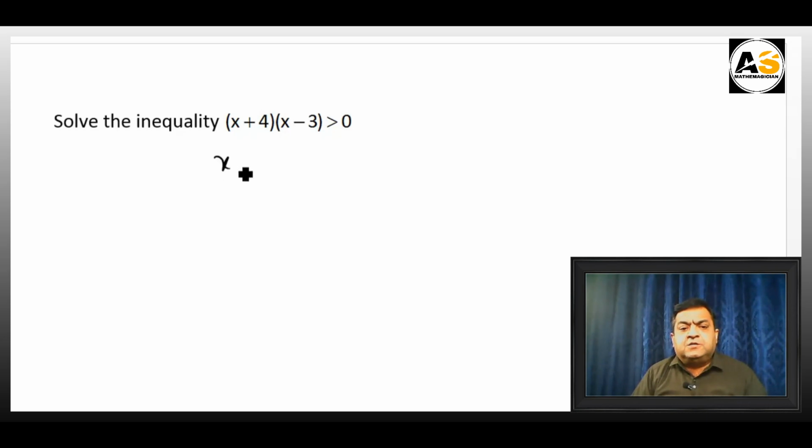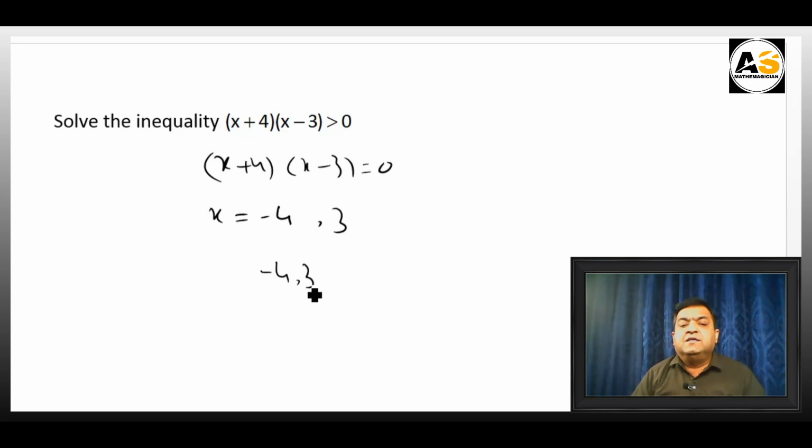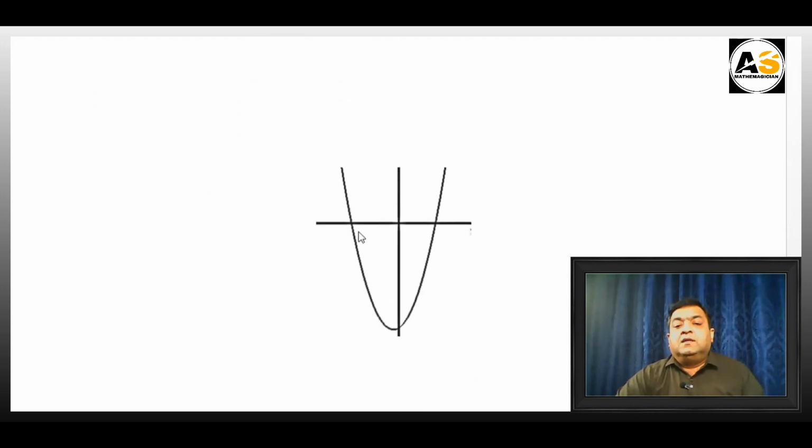In the same way, (x plus 4)(x minus 3), if we put it equal to 0, we get two values. The first value is -4, the second value is 3. So one root is -4 and one root is 3. In this case, the coefficient of x square is again positive, but this inequality is greater than 0. This will be the graph of this polynomial. This is -4 and this is 3, and it is positive.